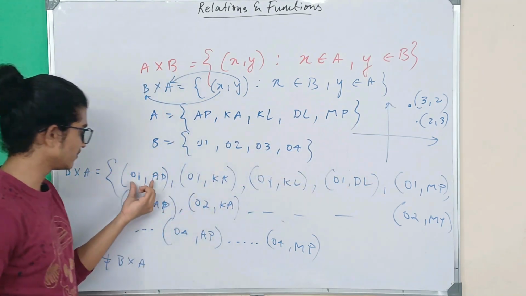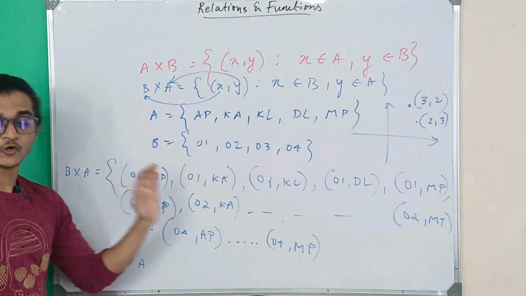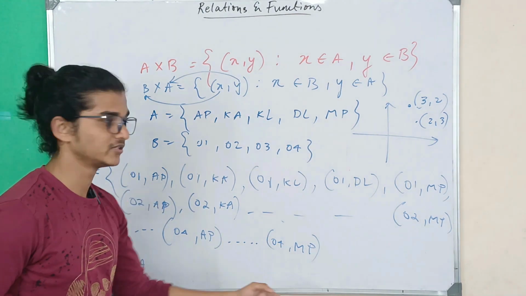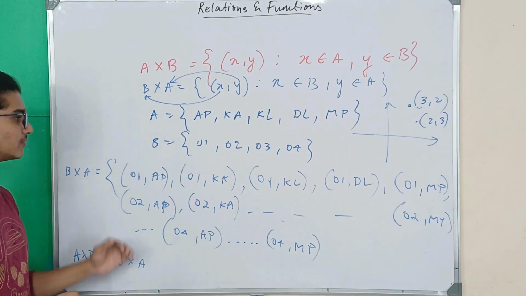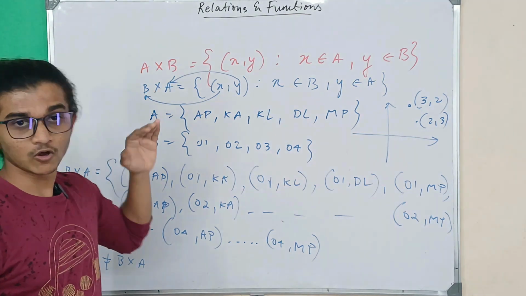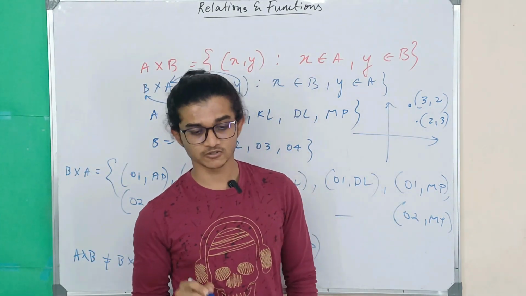In the exact same way, suppose we did A cross B, we got some set of elements. We did B cross A, we got a different set of elements. Now those two are not always equal. Most of the time they're not equal. In this case, they're not equal. So always remember, A cross B is not always equal to B cross A. So this was a basic introduction to the Cartesian product of two sets.